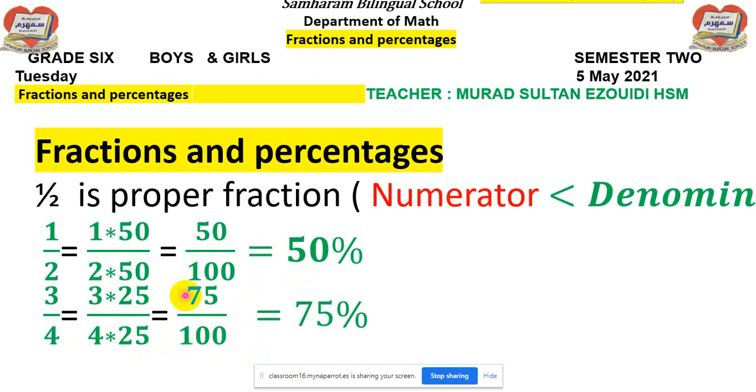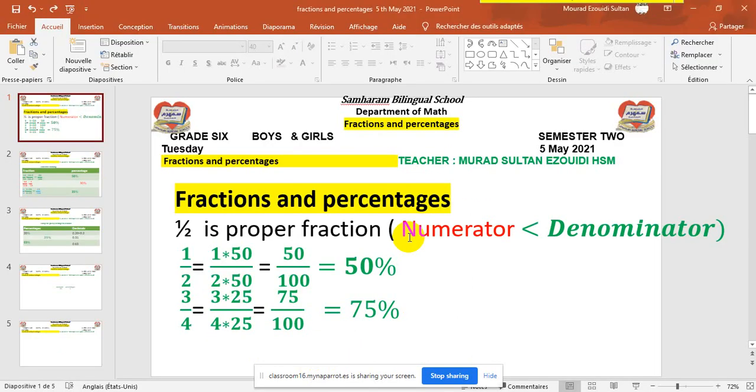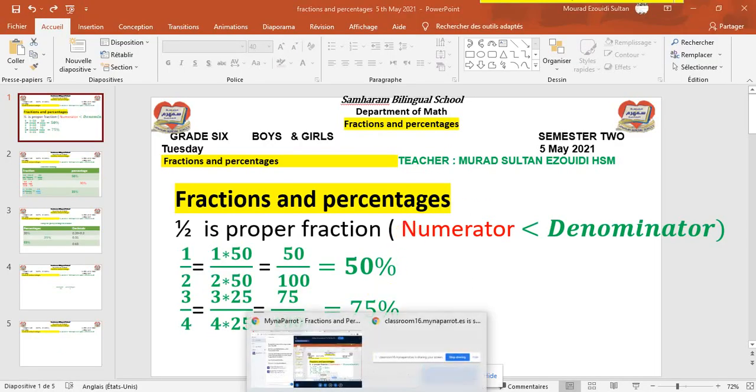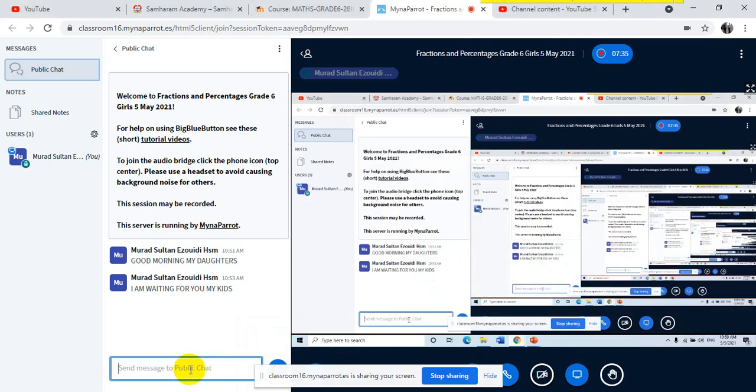75 divided by 100, this is a fraction. In fact, it is equivalent to 3 over 4. Means what? The word equivalent means they have the same value. 3 over 4 has the same value as 75 divided by 100. So both of them are equal. Okay, so this one, 75 divided by 100, is equal to 75%. Clear? This is about the first one. Okay, then we continue.